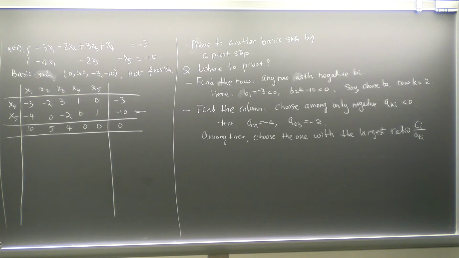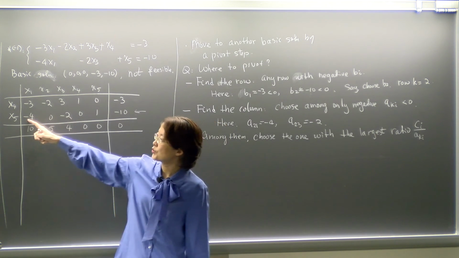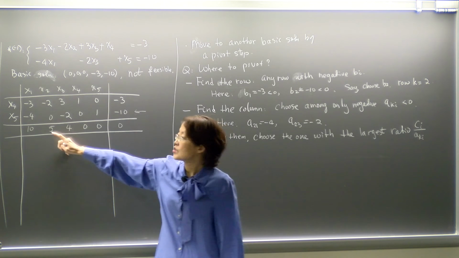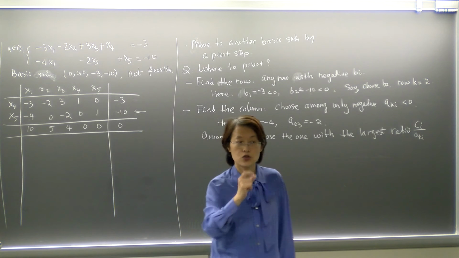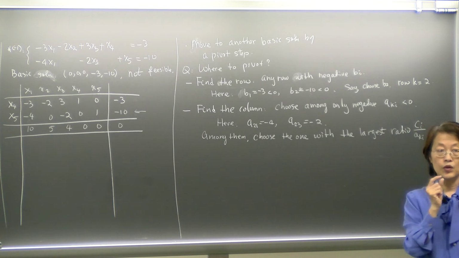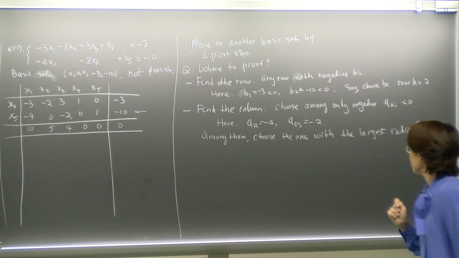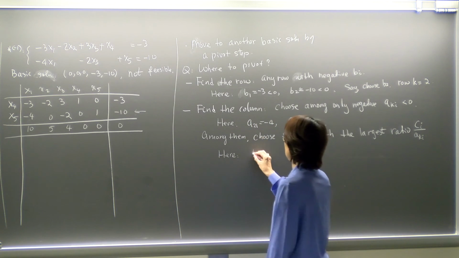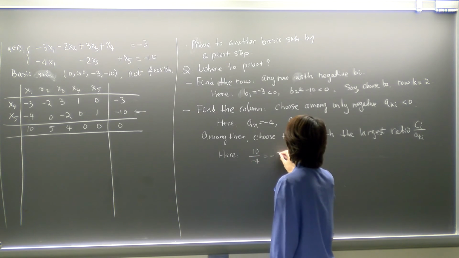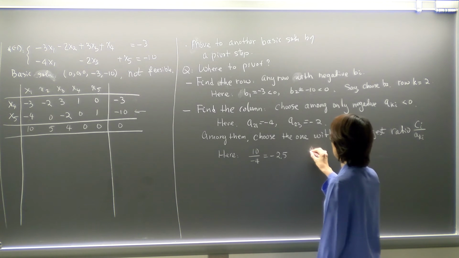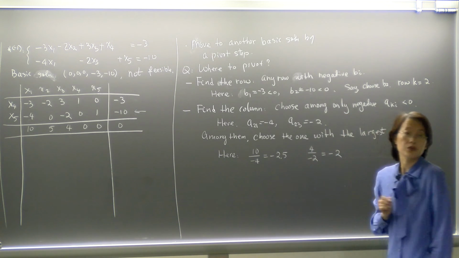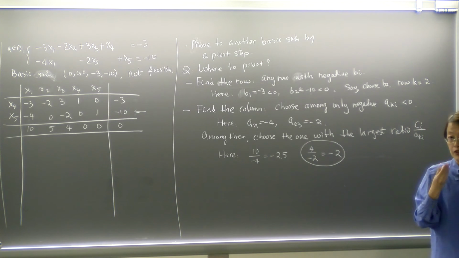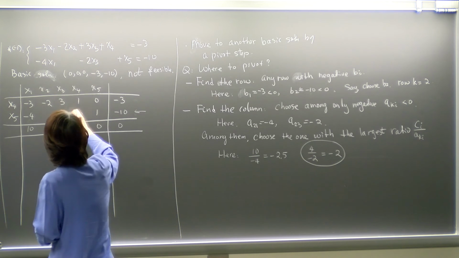Pay attention here. All these A's you choose as candidates are negative, and all those C's have to be non-negative because of how the problem is set up. So the ratio will be negative. When you say you choose the largest one, you are choosing the one with the smaller absolute value. Is that clear? In our case, the first one is 10 over negative 4, which gives negative 2.5, and the second is 4 over negative 2, which gives negative 2. This is bigger, smaller in absolute value, so that will be your pivoting point.